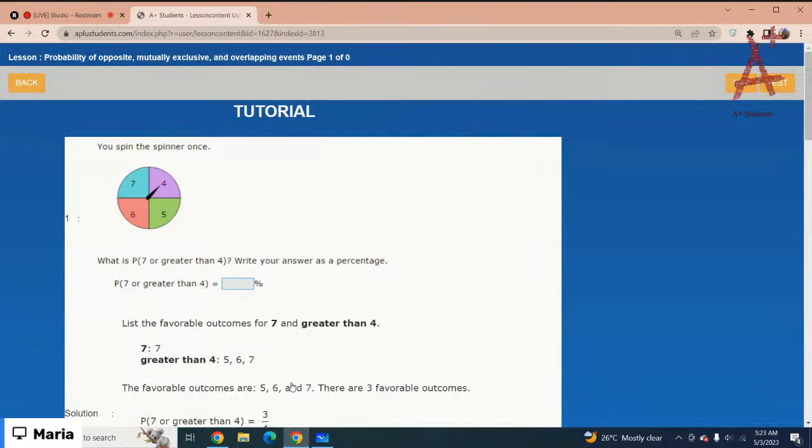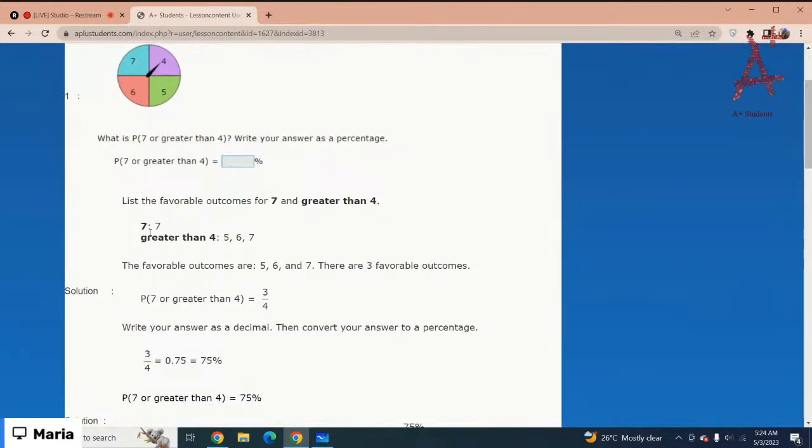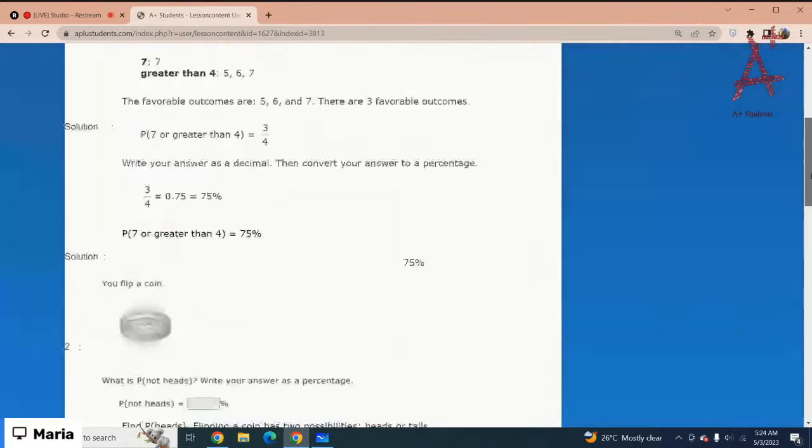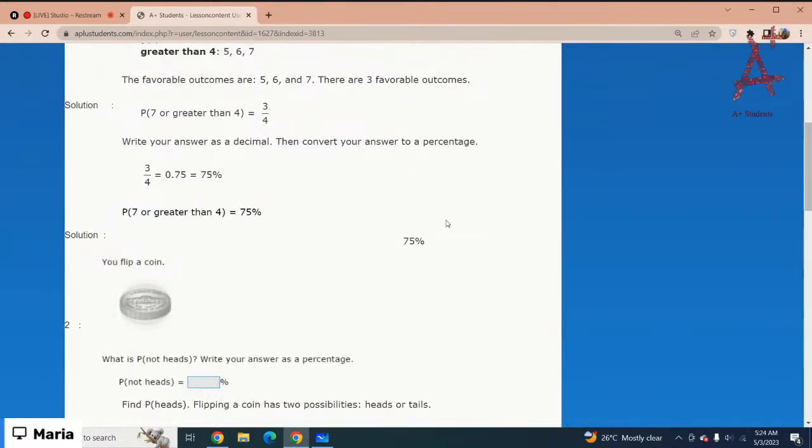Okay, you spin the spinner once. What is the probability of 7 or greater than 4? Okay, let's just see probability of 7. Greater than 4, you have three numbers that are greater than 4. They are 5, 6, and 7. So that means the probability of getting 7 is 1, and probability of getting greater than 4 is 3, 5, 6, 7. It would be 3 over 4. Got it? So when you convert the answer to the percentage, it would be 75%.